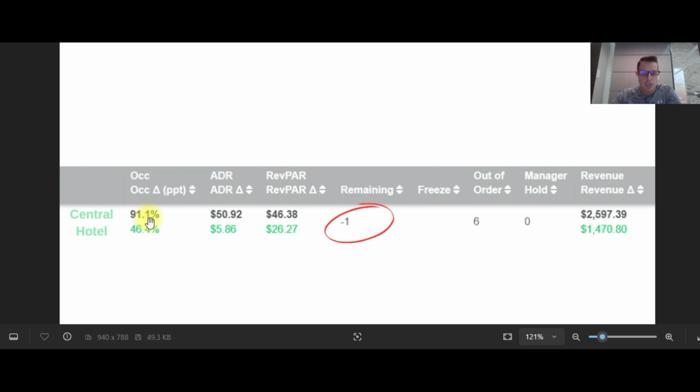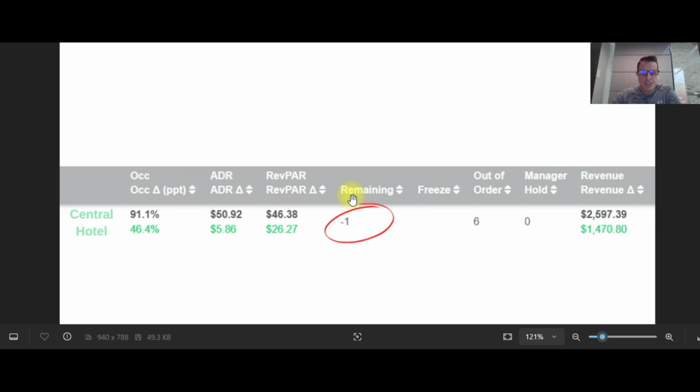So the occupancy for this hotel was 91%, and this circled area shows negative one room remaining. So they were oversold by one room. Now, the reason the property wasn't at 100% is because they have 6 rooms out of order. So basically, they didn't have any rooms left to sell. In fact, they were short a room.